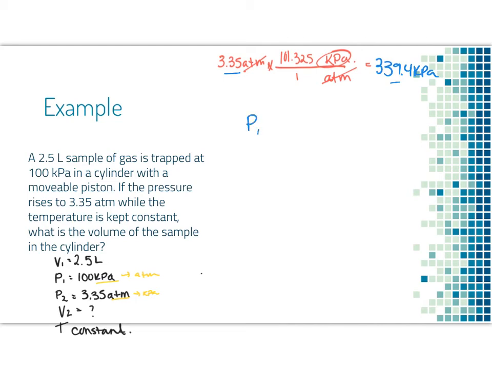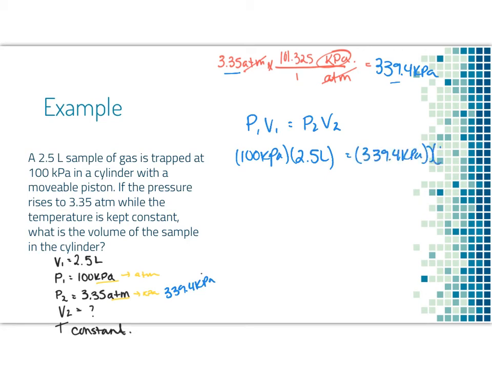Okay, continuing on to our formula, P1V1 equals P2V2. This time I'm going to sub in and then rearrange. So we had 100 kPa and V1 was 2.5 liters. P2 was 339.4 kPa. And we're looking for V2. So divide both sides by 339.4 kPa.